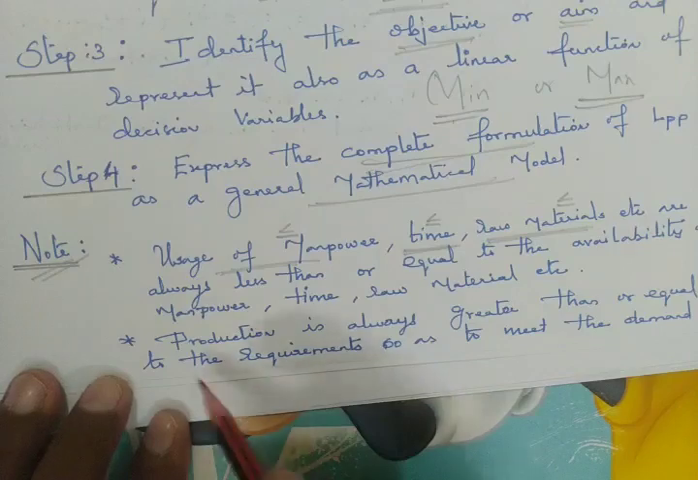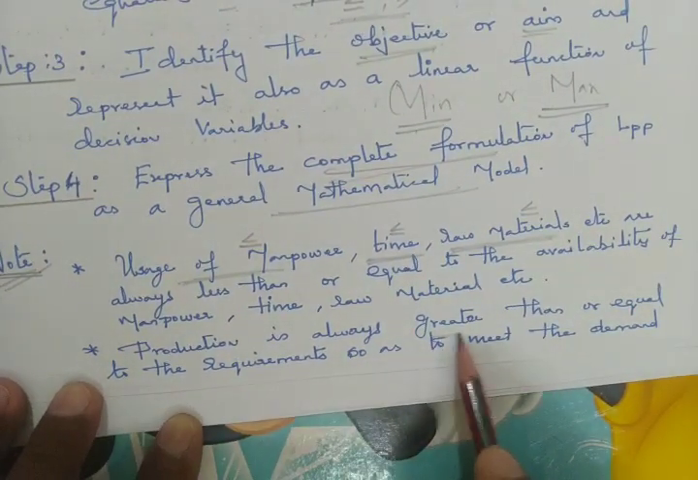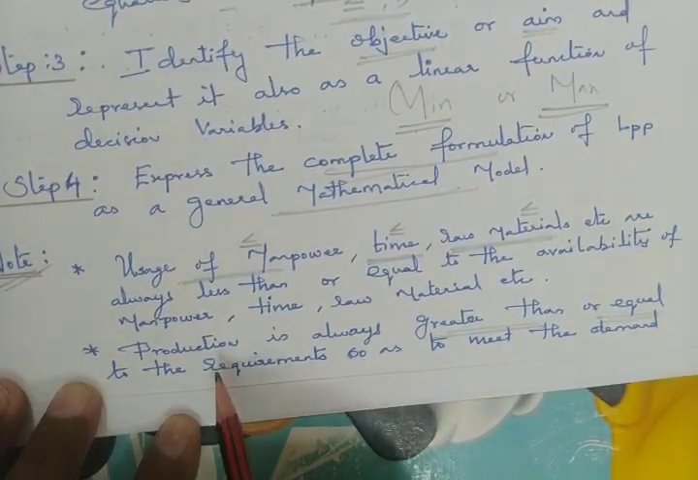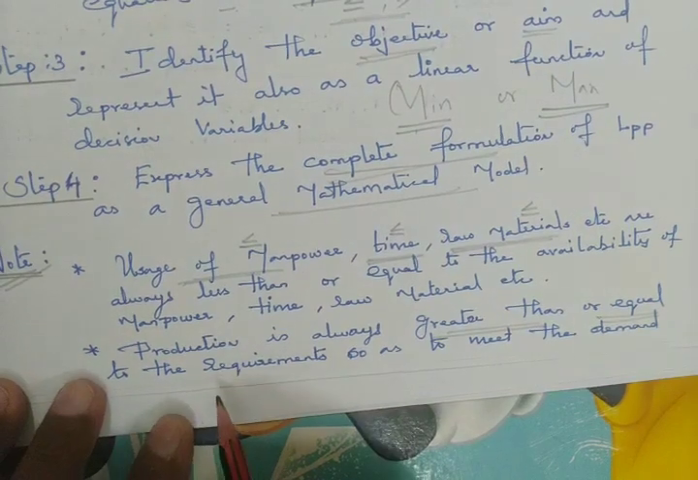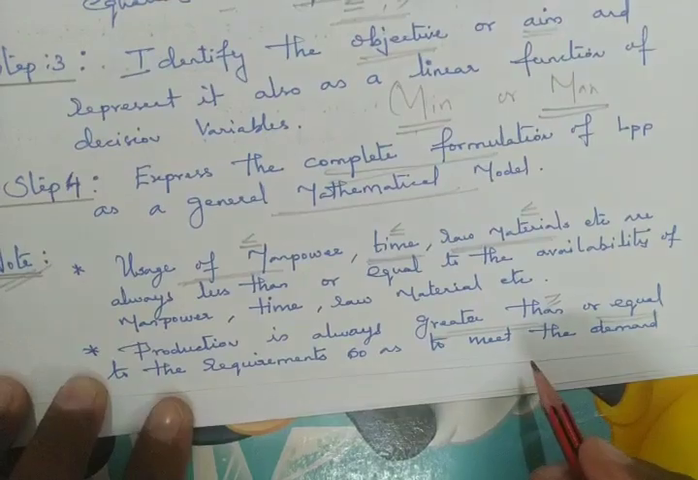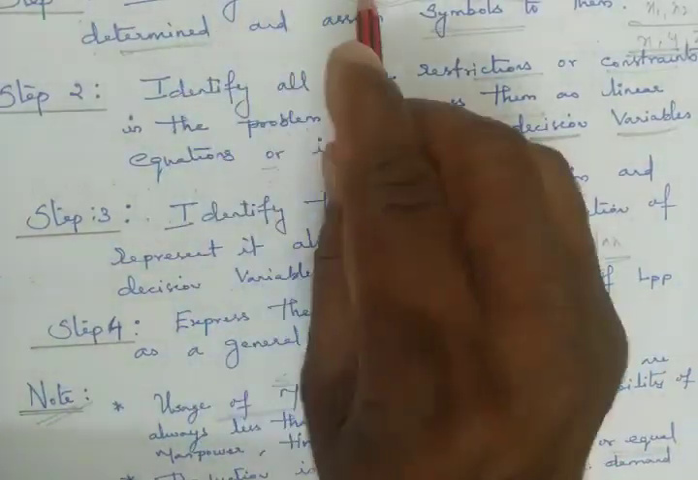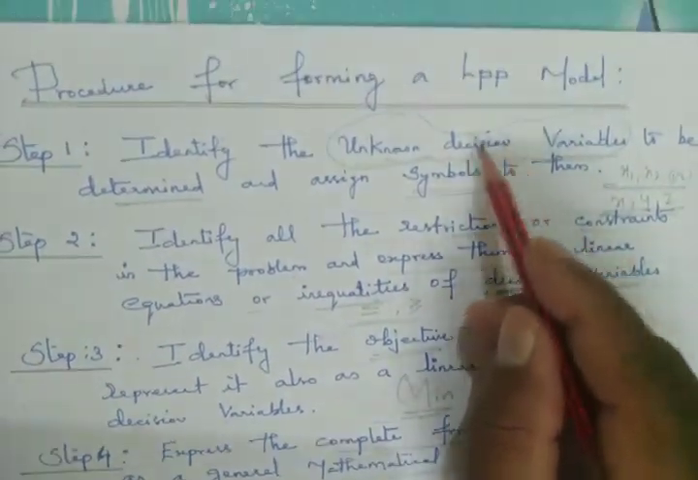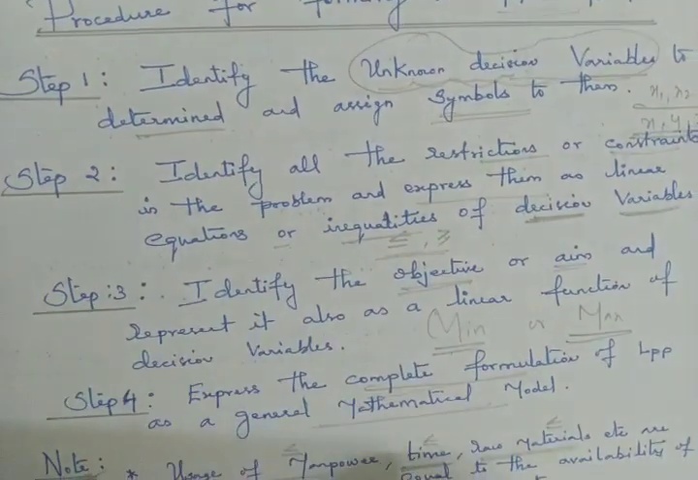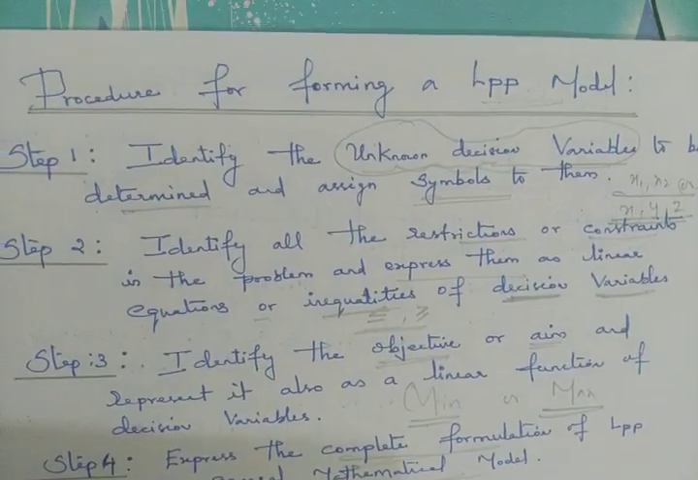The second point is production. Production is always greater than or equal. So whenever production problems come, you use greater than or equal in the constraints. This is a clue you apply when forming constraints. So this is the procedure for forming an LPP model. Do remember the 4 steps to form an LPP model, the mathematical model of any given problem.